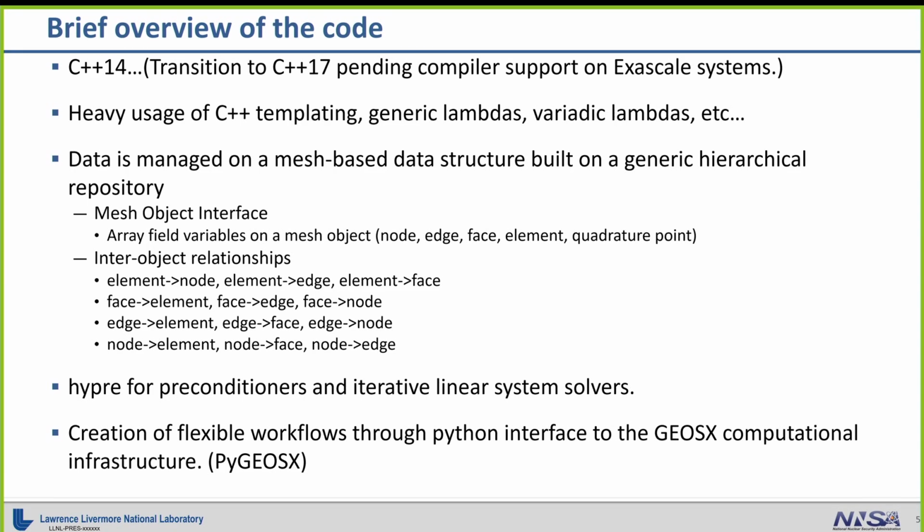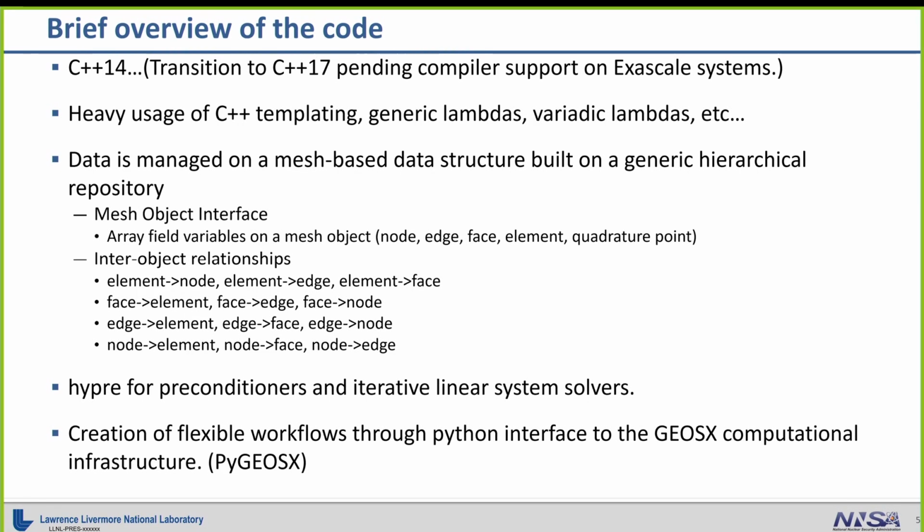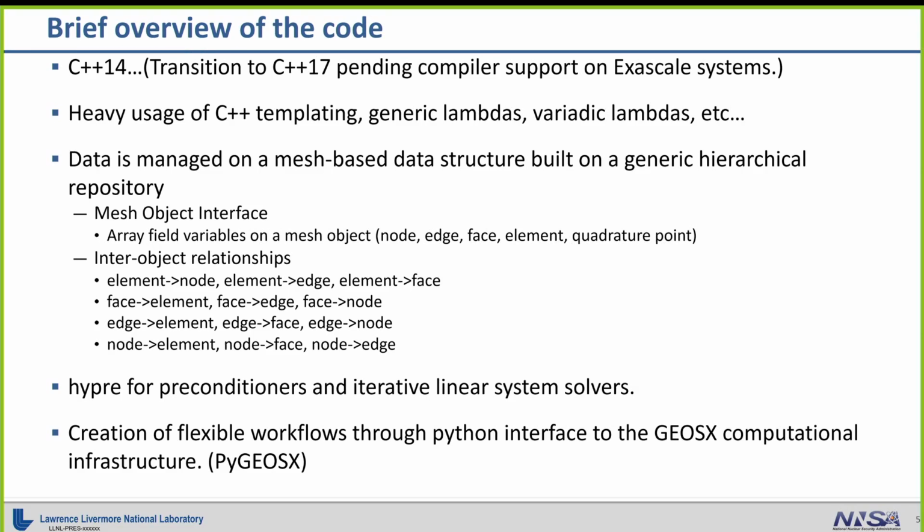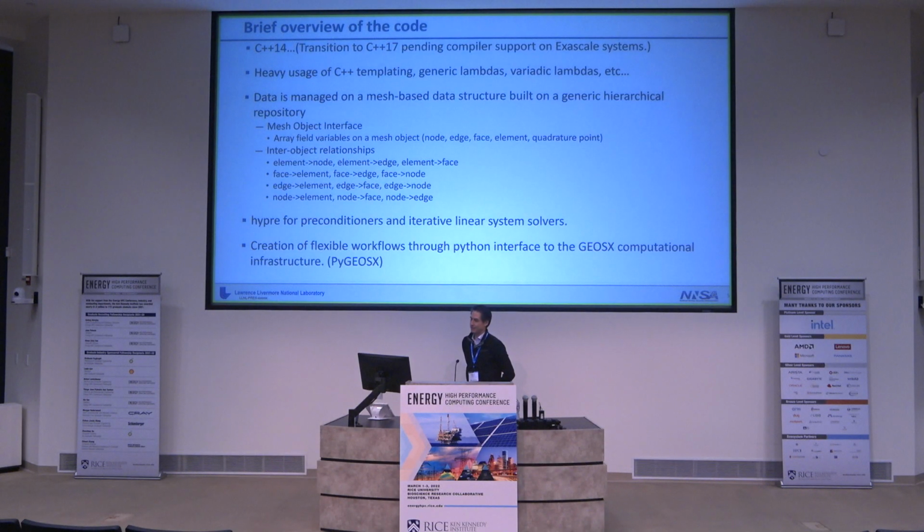A brief overview of the code. It's C++14, pretty strict C++14. We're going to transition to 17, pending compiler support on exascale systems. We make heavy use of templating, generic lambdas, variadic lambdas, all the little fun features of C++14. Data is typically managed on a mesh-based data structure built on a generic repository. So we essentially have a mesh object or a mesh hierarchy. We store all of our array fields on those mesh objects and all the inter-object relationships.